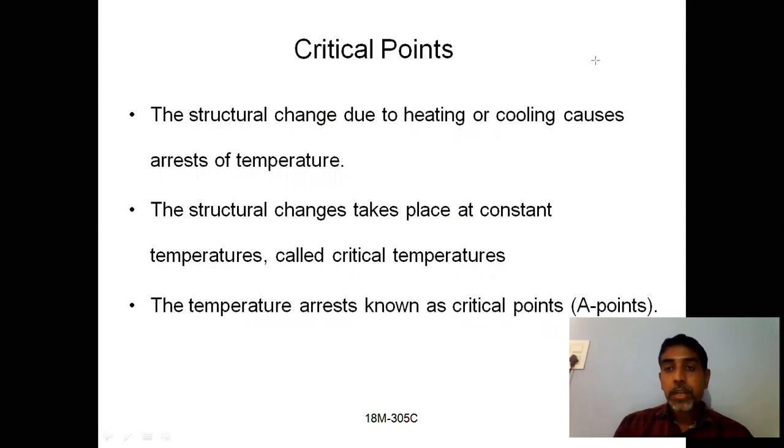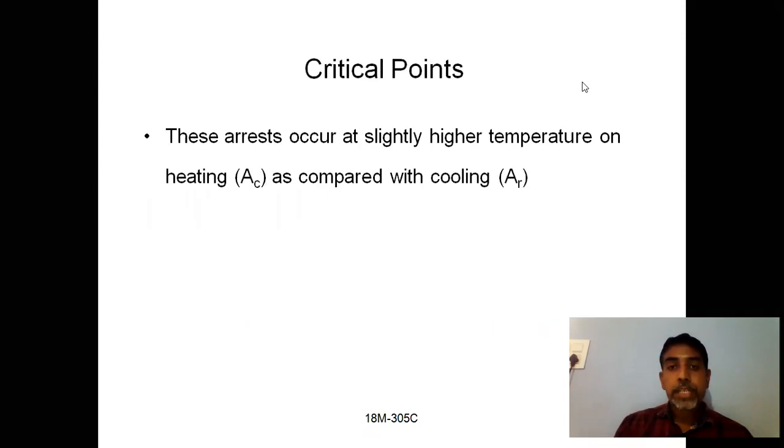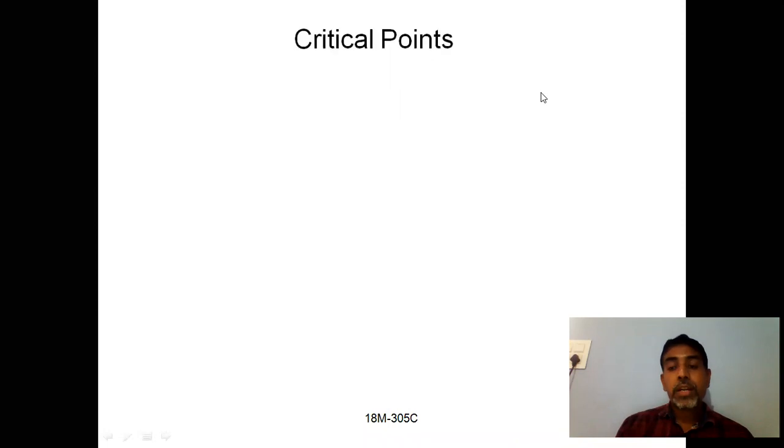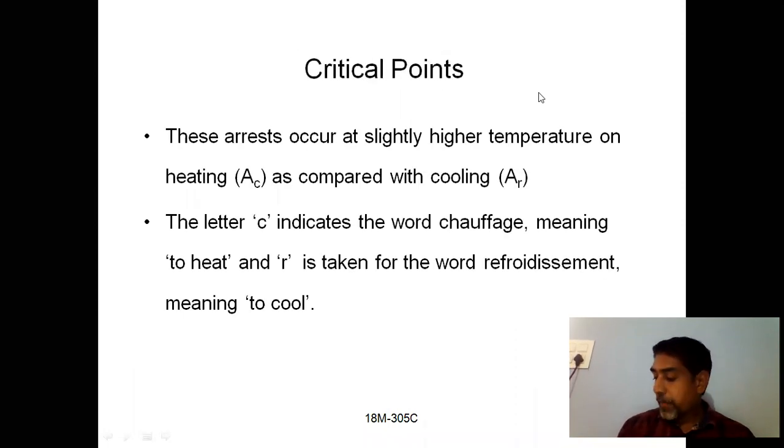Coming to the next slide, critical points. So what will happen at the critical points? If you observe the diagram, we observe AC points and AR points. So what is meant by AC point and what is meant by AR points? See here, these arrests occur at slightly higher temperature on heating compared to cooling.